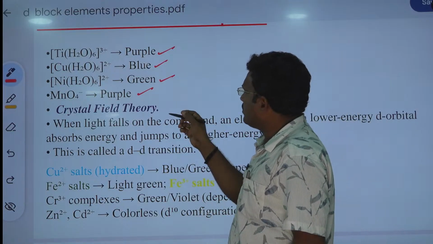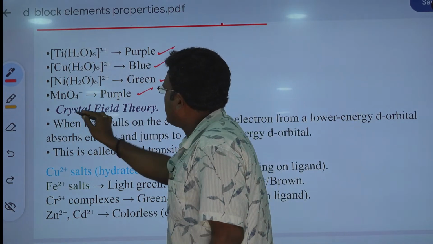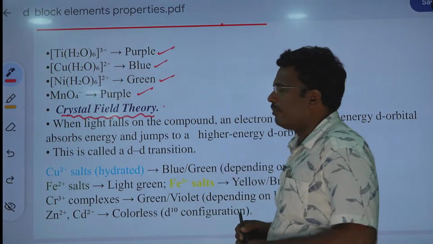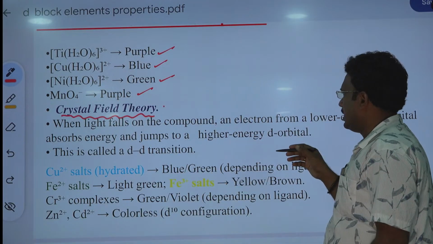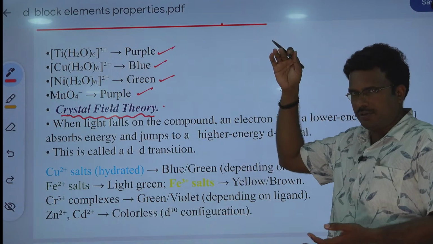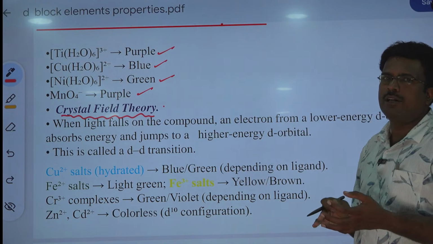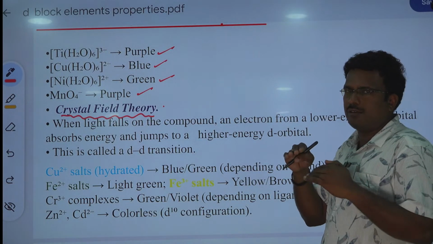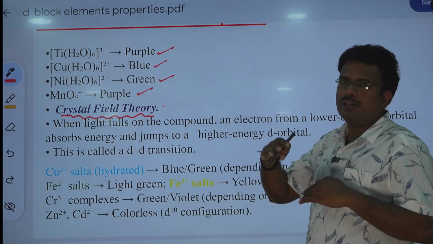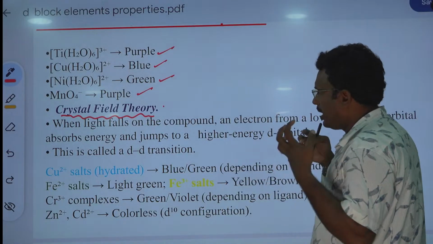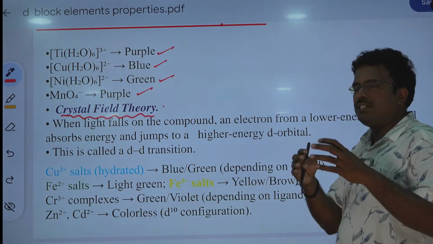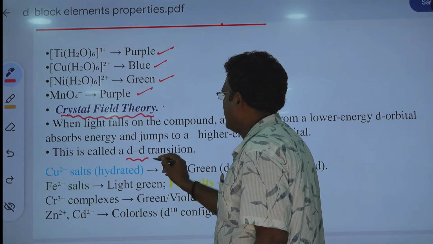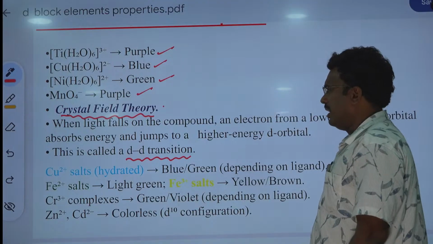Next, the d-d transition is explained by the crystal field stabilization theory. I have already explained in the previous class that when light is incident on this compound, d electrons absorb the light and are transmitted from a lower level to a higher energy level. At that time energy is transmitted. That phenomenon is called the d-d transition, very very important.